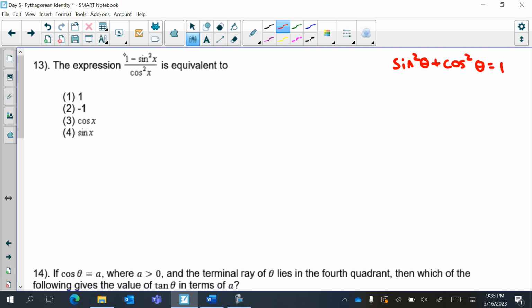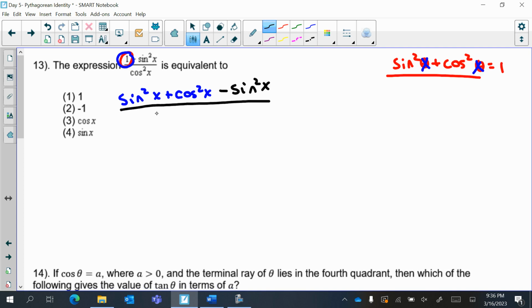Now, in this problem, we see a 1. Instead of writing 1, I'm going to write sine squared theta plus cosine squared theta equals 1 instead. But because they're using x, I'm going to use x instead of theta. So I have sine squared x plus cosine squared x. That's just what 1 is equal to. And I'm going to continue around with the rest of the problem. And then you're going to simplify.